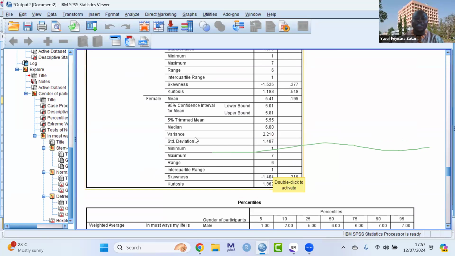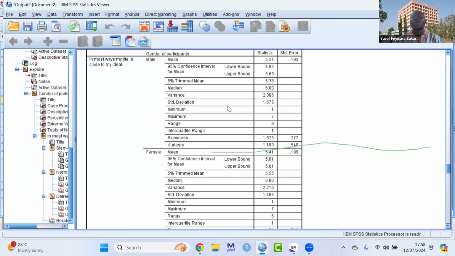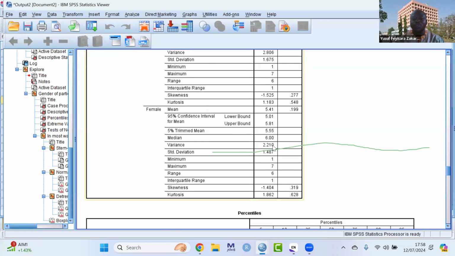But what about standard deviation? Are they the same? Standard deviation for female is 1.487, while for male, the standard deviation is 1.6. That means there is more spread in the male data set than that of the female data set. And the higher the standard deviation, the higher the variance. Look at variance for male, 2.8, and the variance for female is 2.2. So there is more variability in the male data set than that of the female. That is the essence of this one.